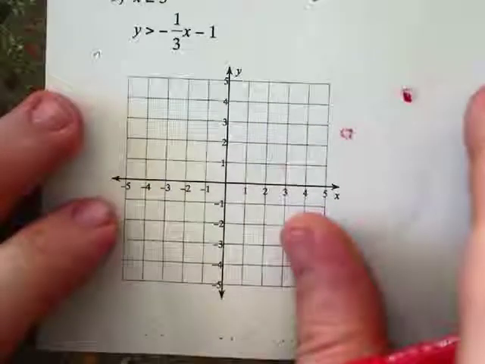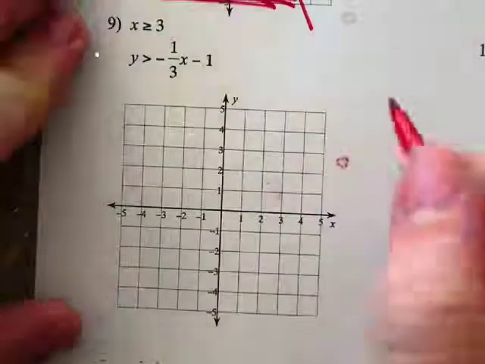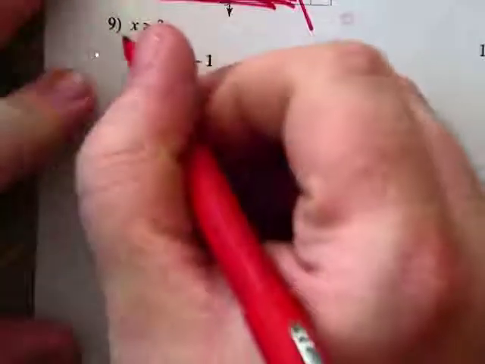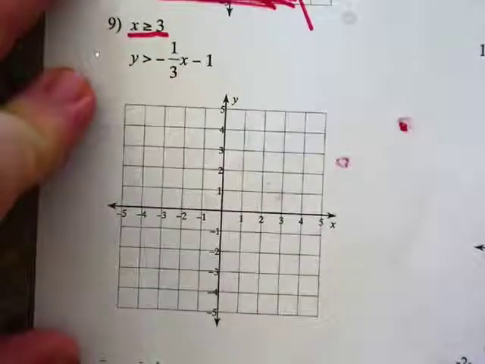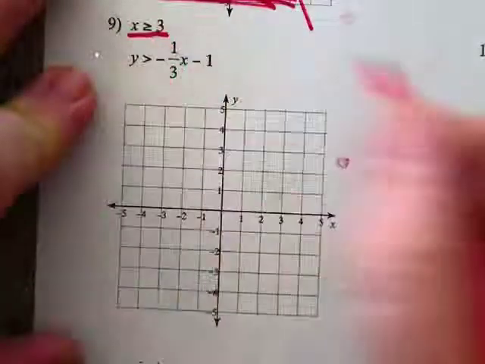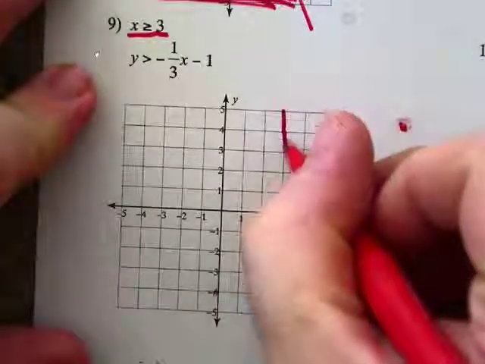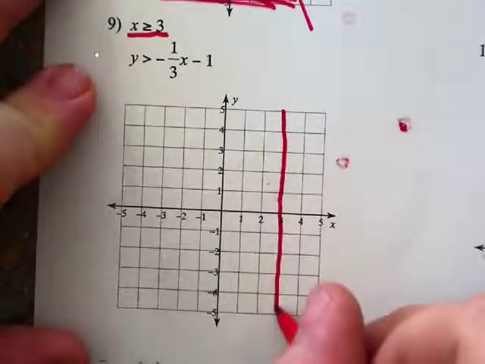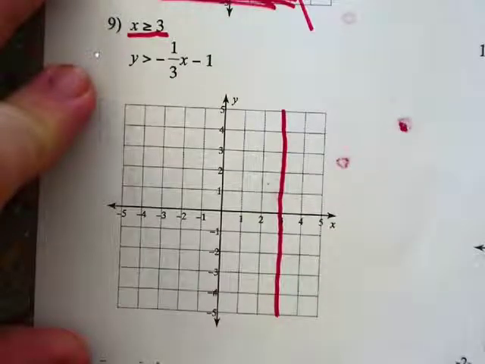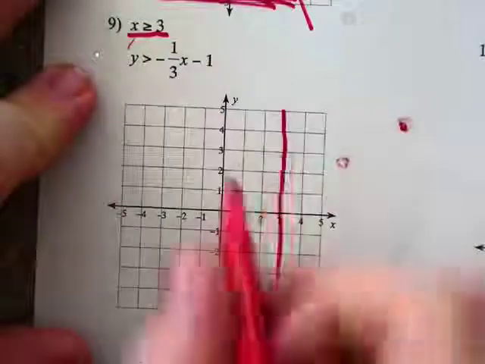Number 9. These last two I'm going to do without the color transparencies. Number 9. We're missing a y here. There's no y, which means it does not cross the y-axis. It means x is greater than or equal to 3. Where it's or equal to, it's everything right there. That line, vertical line that doesn't cross the y because the y is missing. Next one.